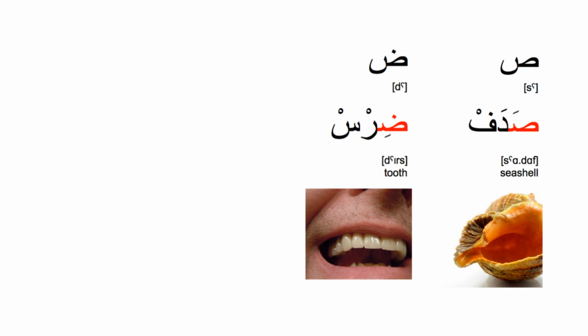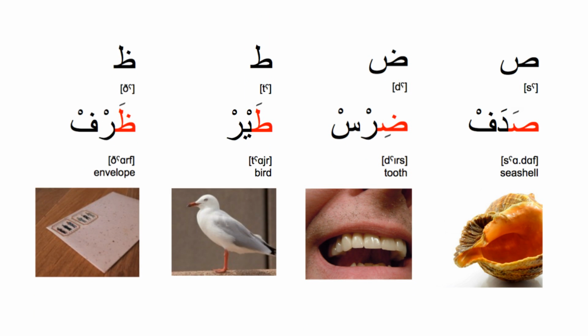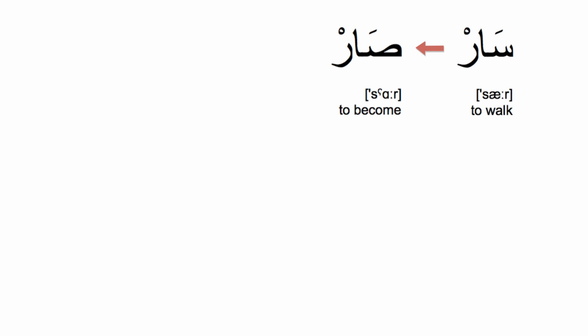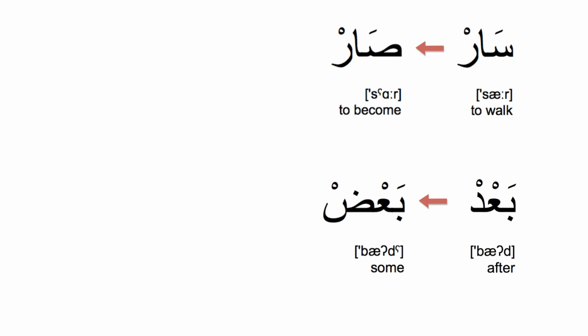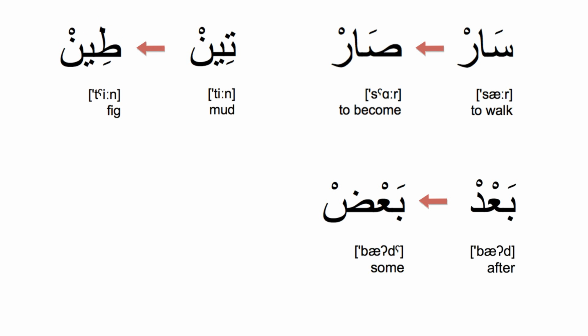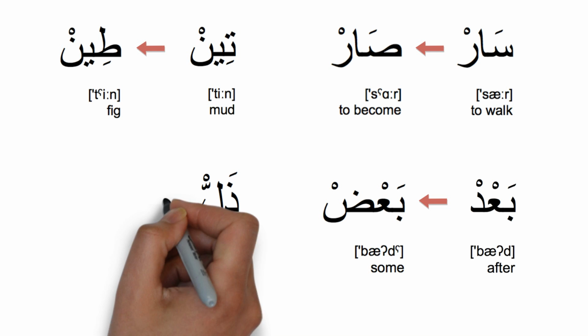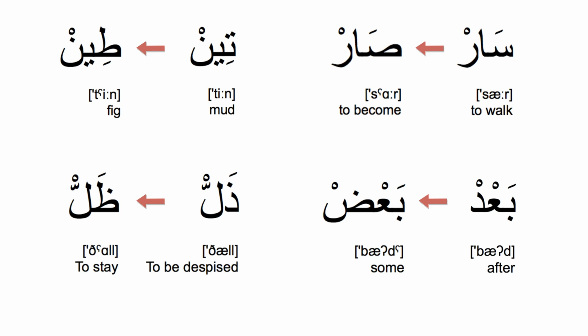Then we talked about the emphatic consonants. Sad, dad, ta, and va, as in sadaf, dirs, tayr, and varf. All 4 of these consonants took sounds you already knew, s, d, t, and th, and then modified the tongue position so that the back of your tongue was pulled towards your uvula. So, sar goes to sar, ba'd goes to ba'd, teen goes to teen. And you'll notice with this one that there's no puff of air in the emphatic version. Teen. And last, dhal goes to dhal.